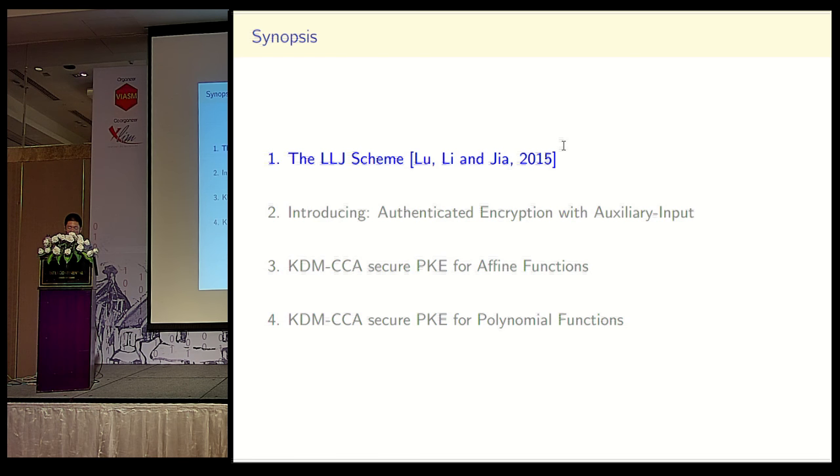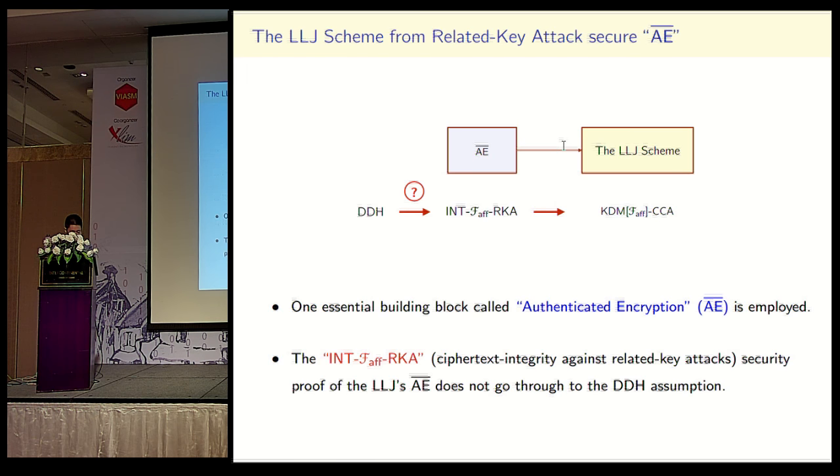So let's first review the LLJ scheme. The LLJ scheme was claimed to be KDM-CCA secure for affine functions. One essential building block called authenticated encryption, or AE-bar, is employed in their construction. And the KDM-CCA security of the LLJ scheme heavily relied on a so-called INT-RKA affine security of the AE-bar. However, the INT-RKA affine security proof of the LLJ's AE-bar does not go through to the DDH assumption smoothly.